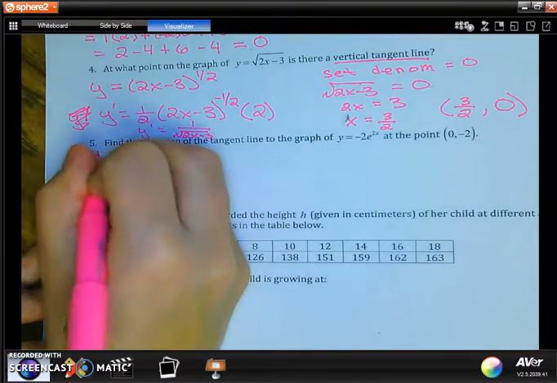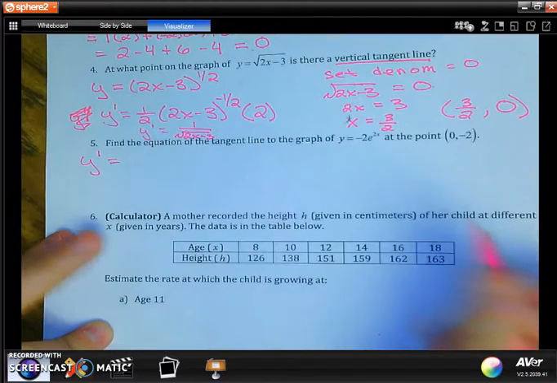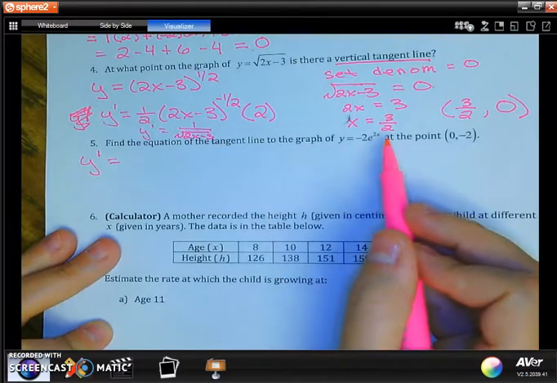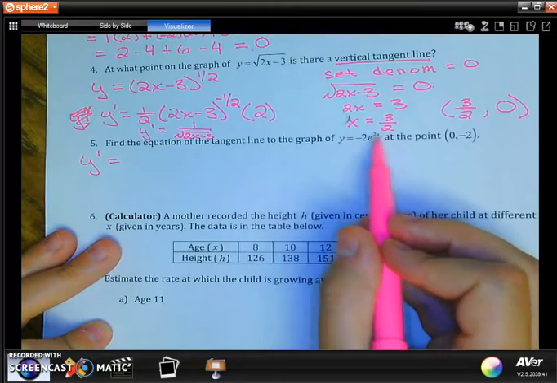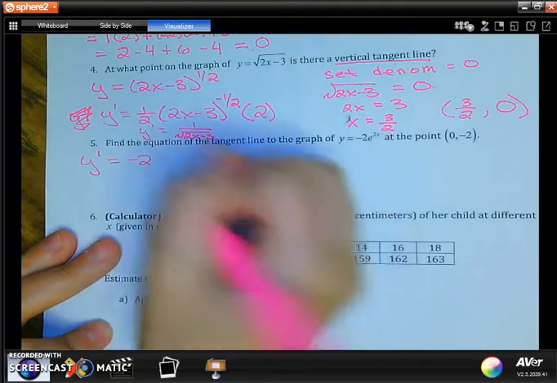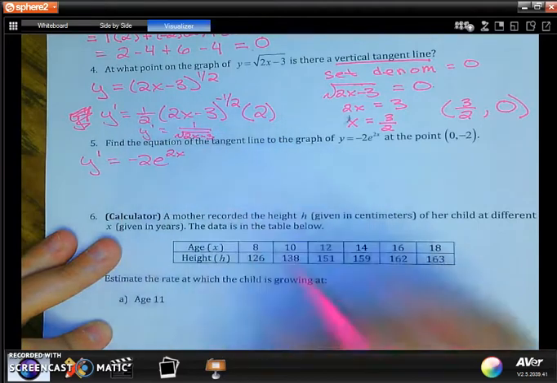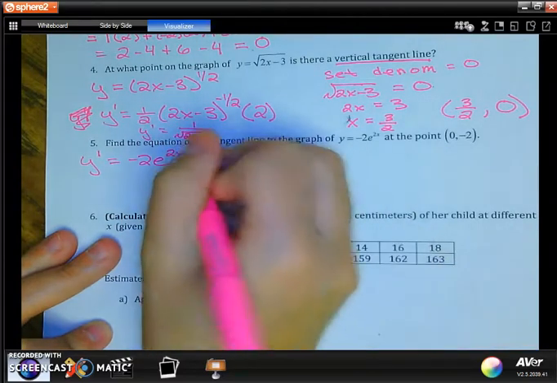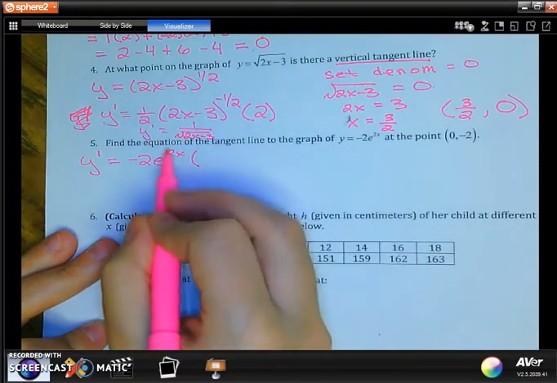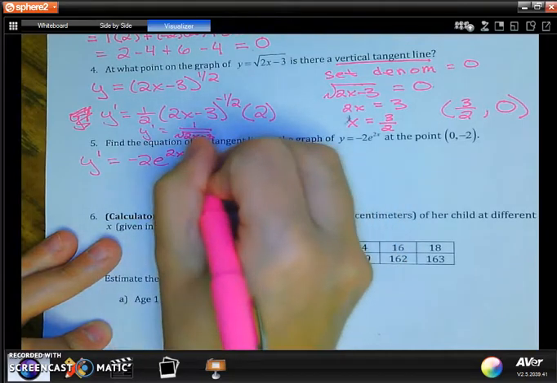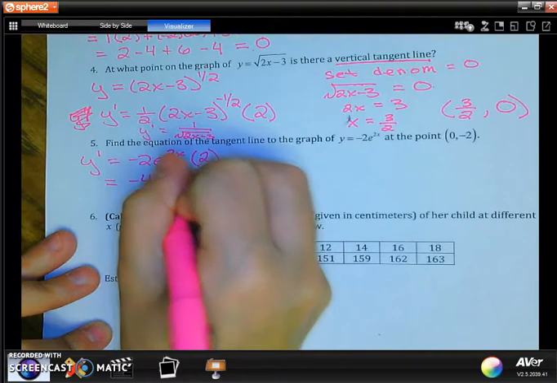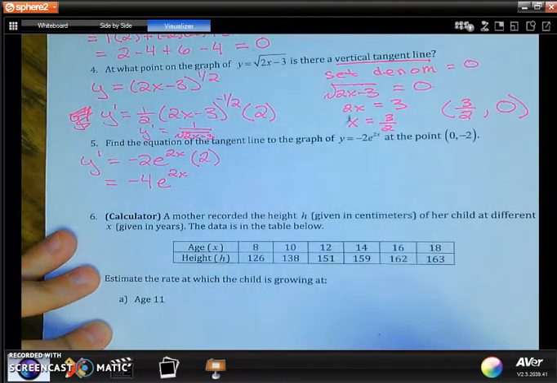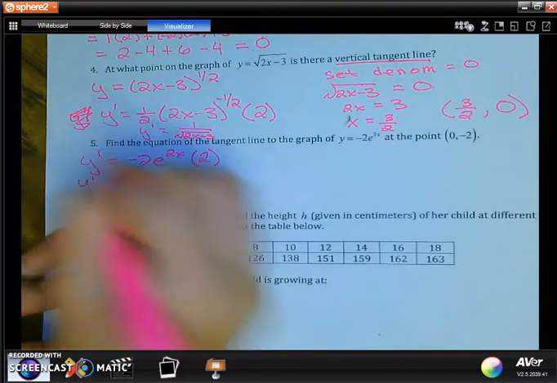So the derivative of e to the whatever is, you recopy the entire thing, just how it is, and then you multiply that by the derivative of whatever the exponent is. So the derivative of that is 2. And of course, yes, you can clean that up into -4e raised to the 2x there. So we've got that as our derivative. That's what our y prime is.